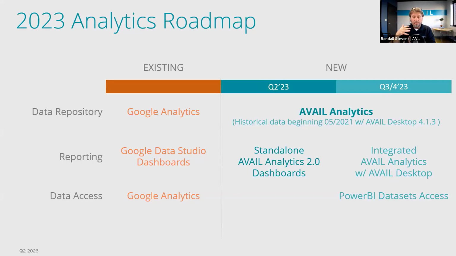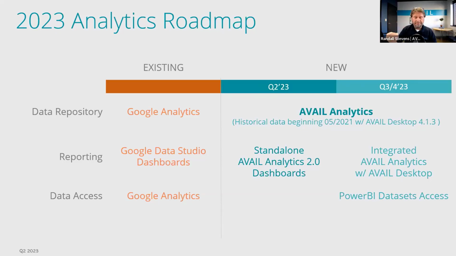So we started thinking about what the future of analytics was going to be back in 2021. That started with the release of AVAIL Desktop 4.1.3, when that data began coming directly into an AVAIL Analytics database as well. And then about a year ago, Google announced, kind of forced our hand, that they were going to be deprecating some of the things we were relying on. And that was going to happen this past July.